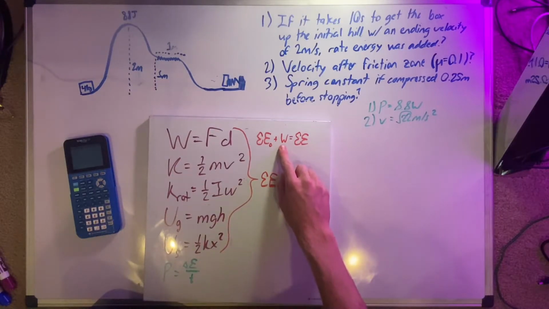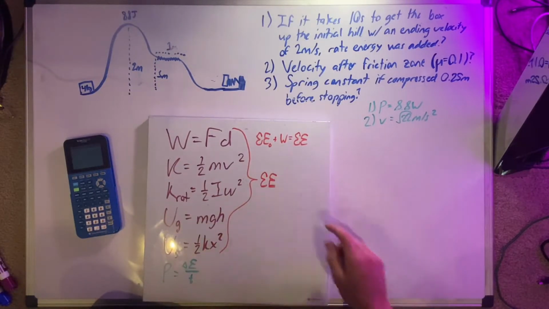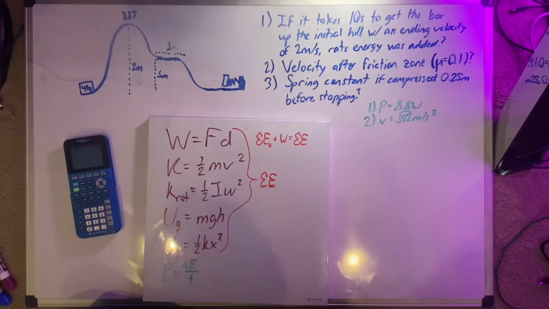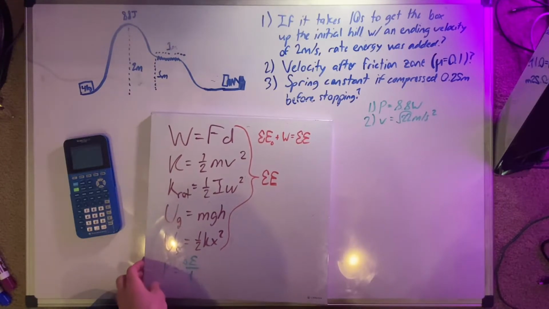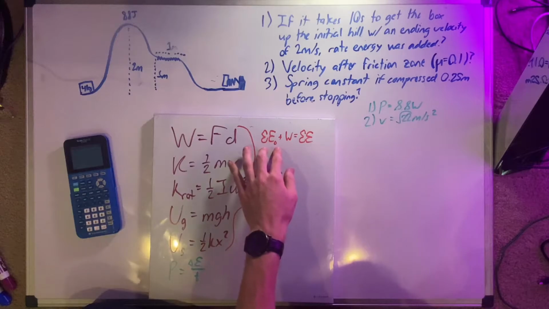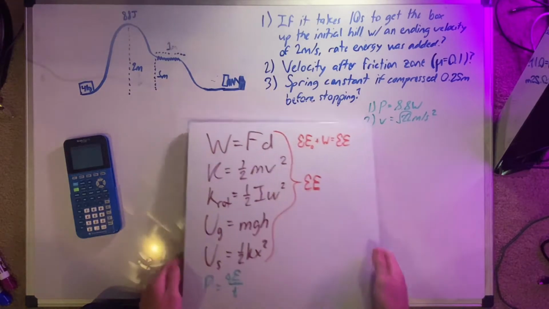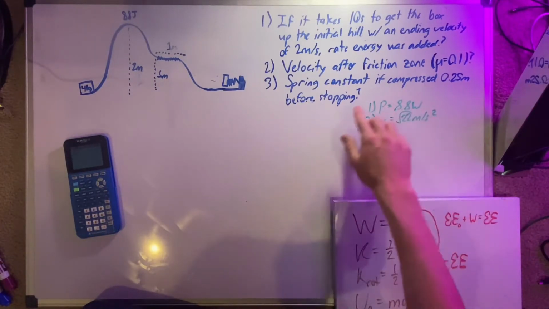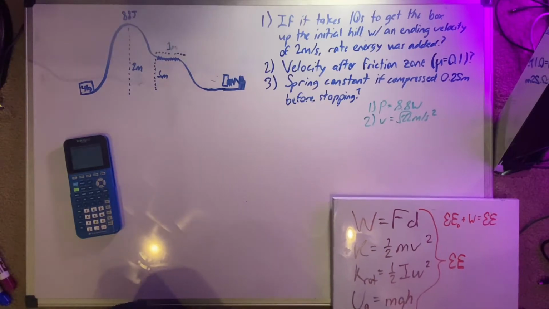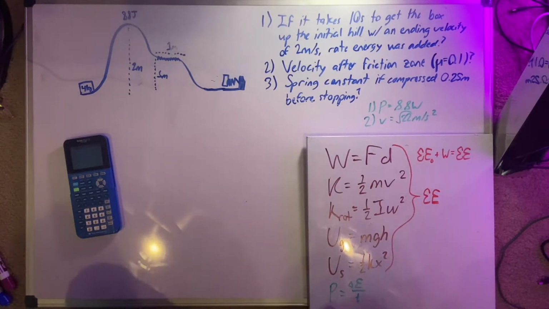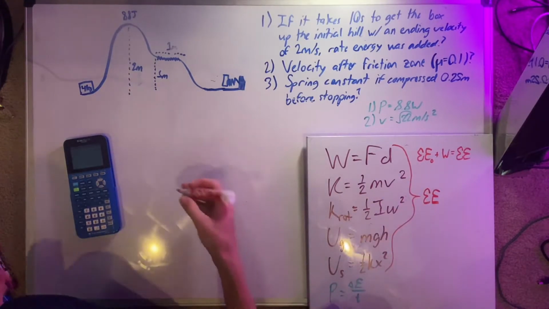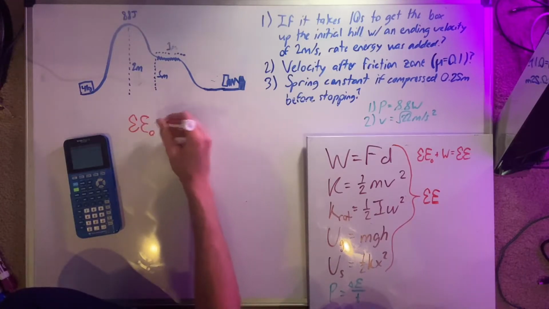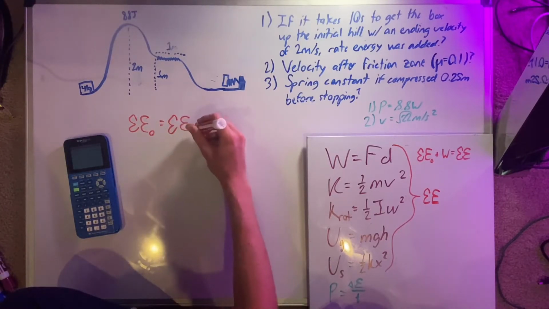Meaning that this work here can be taken out, because friction isn't dealing with the whole system. So that would mean that we are dealing with just an initial energy and a final energy, which we're about to see right now. So we now have spring constant if compressed 0.25 meters before stopping. Now we get to use that equation again, except because there's no non-conservative forces or work acting, we can negate the work here. So we say sum of energy initial is equal to sum of energy final.